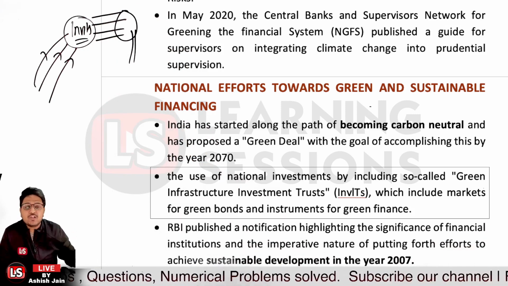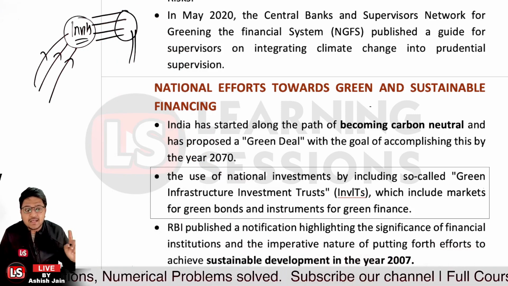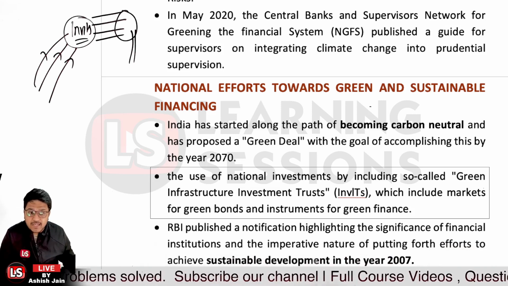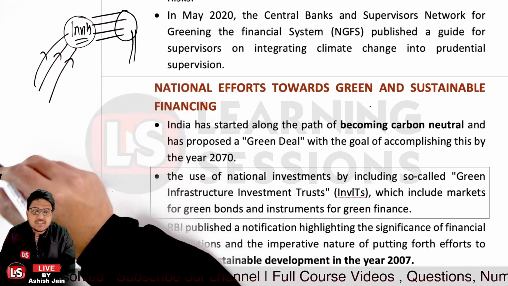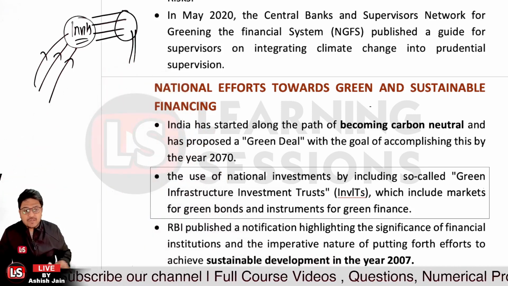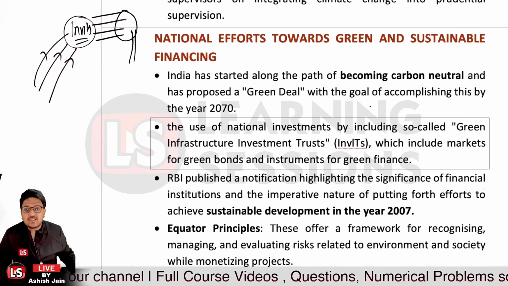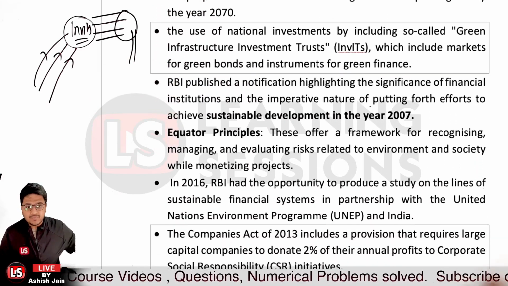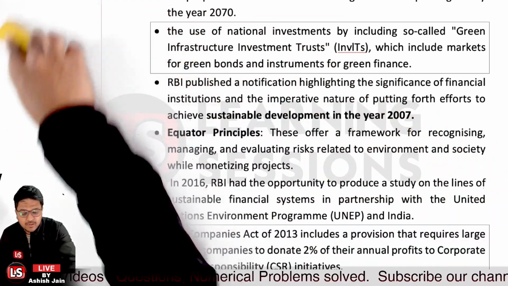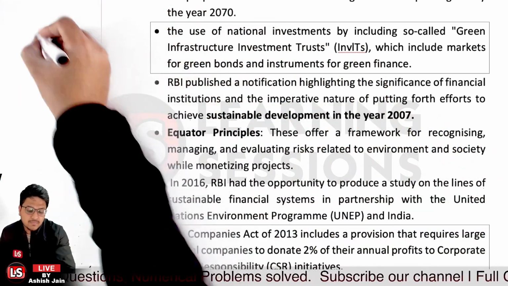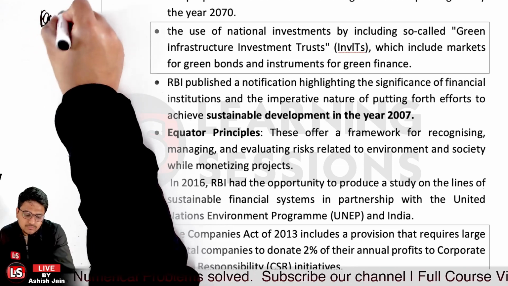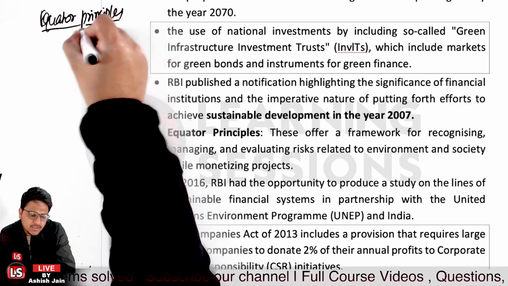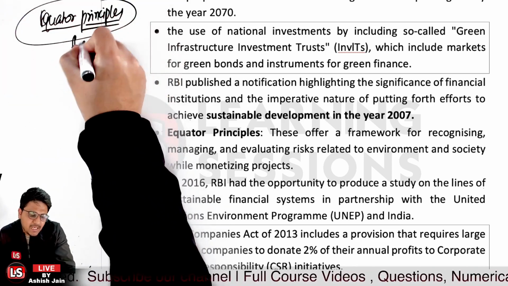And also RBI published a notification highlighting how the financial institutions must put up efforts to achieve sustainable development in the year 2007. So that particular notification was given by the Reserve Bank of India. And also there are some Equator Principles. What do the Equator Principles say? If we talk about the Equator Principles, let me just write it down. What do they do? They actually gave us a framework.